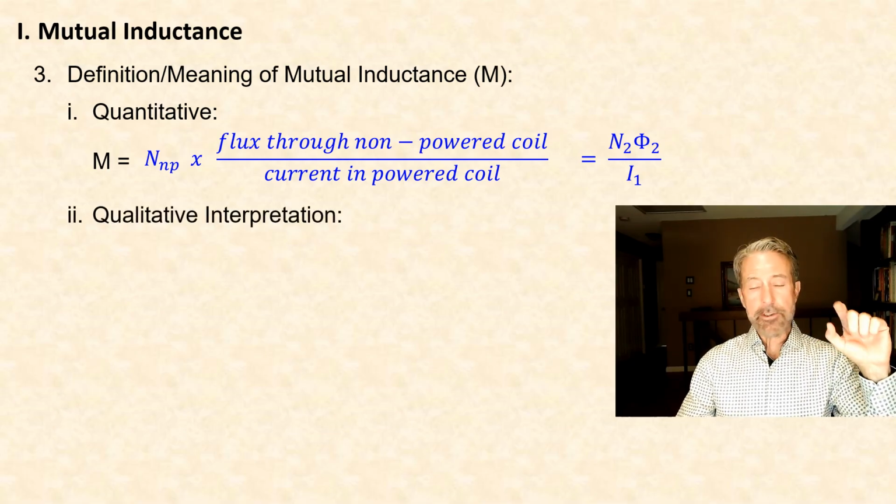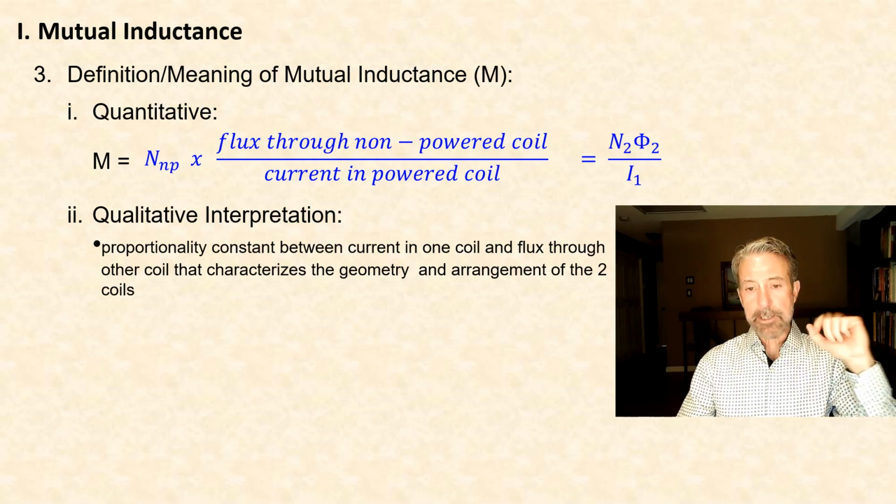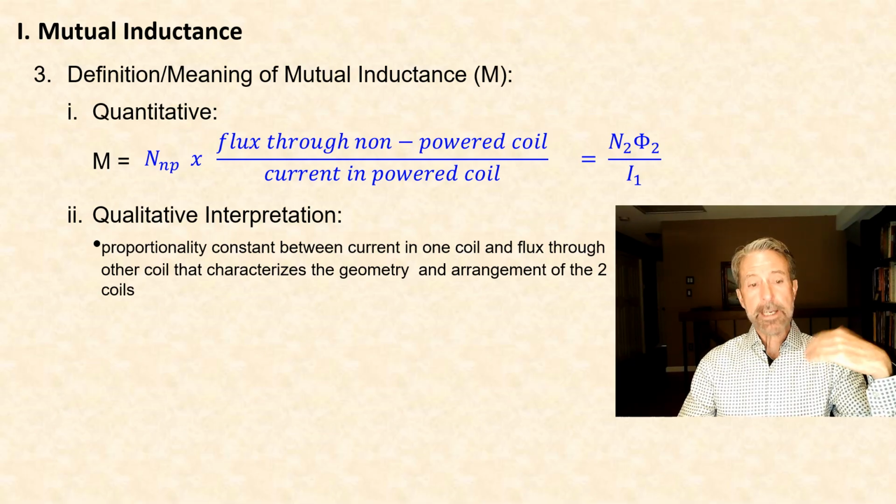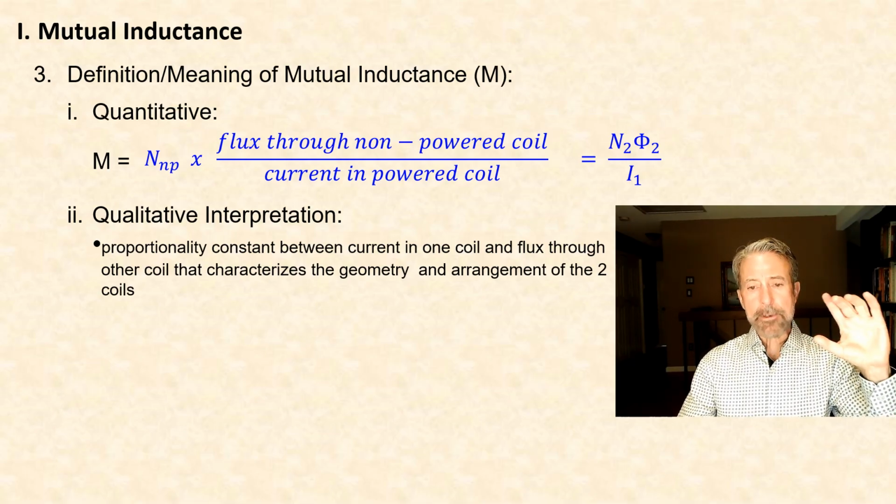Qualitatively, we can interpret mutual inductance as follows. Well, this is pretty much a restatement of what we already said. We can think of it as a proportionality constant between the current in one coil and the flux through the other coil that characterizes the geometry and arrangement of the two coils.